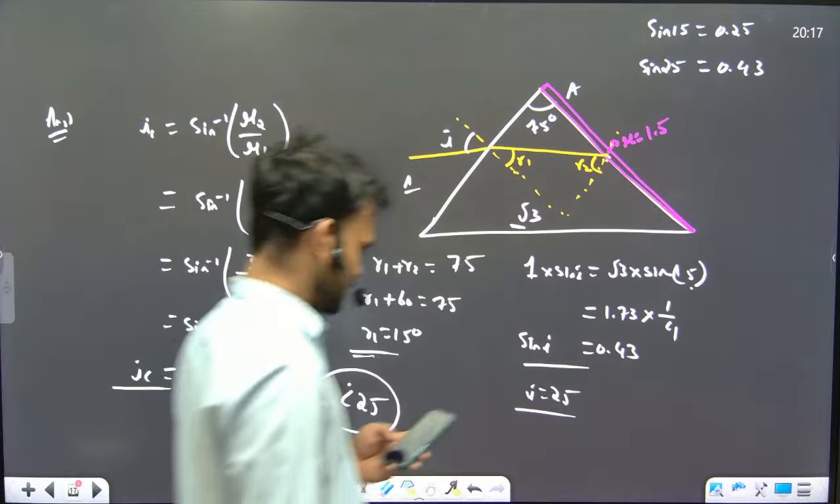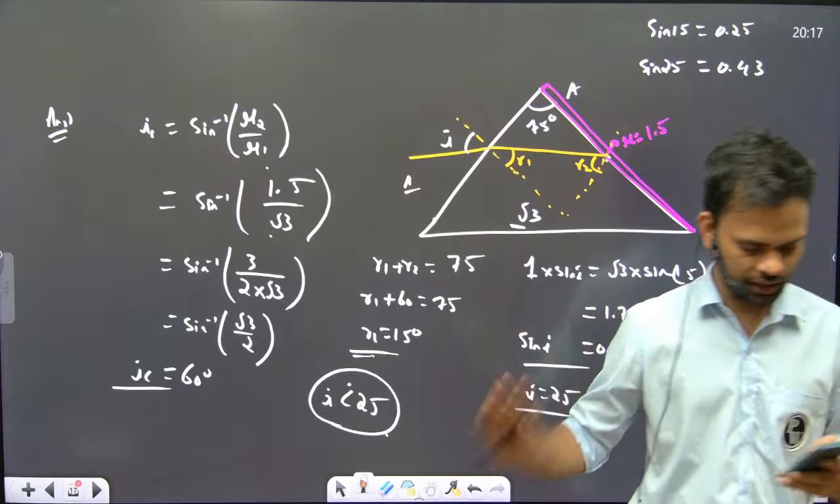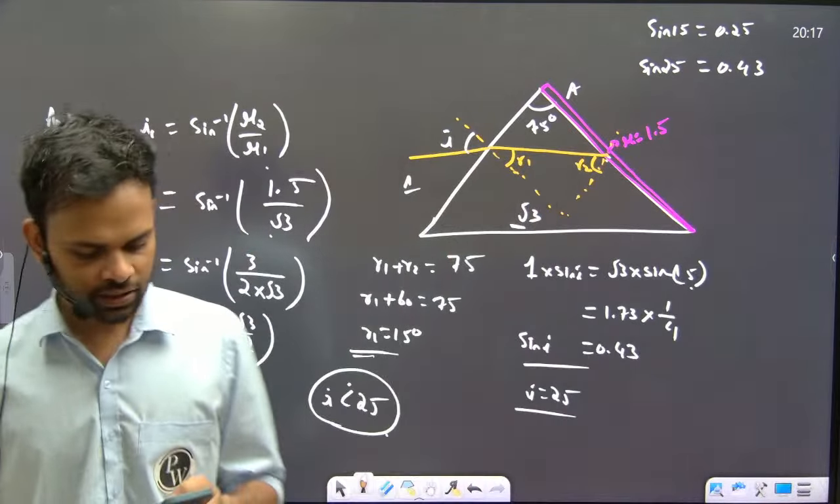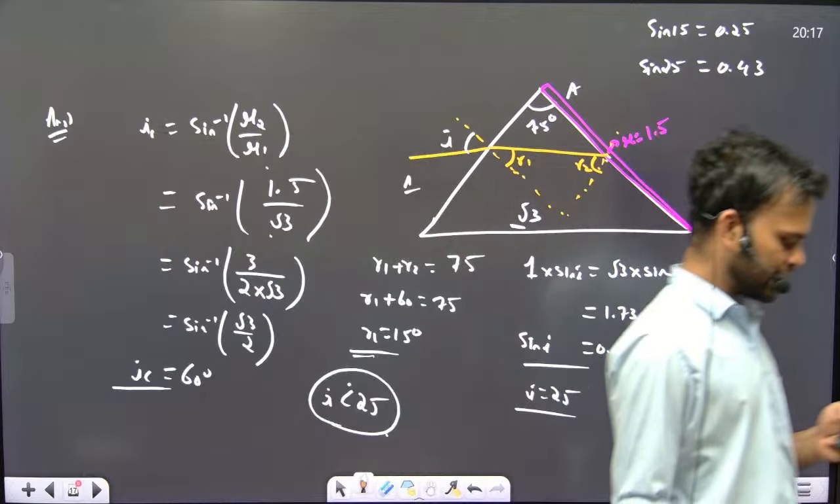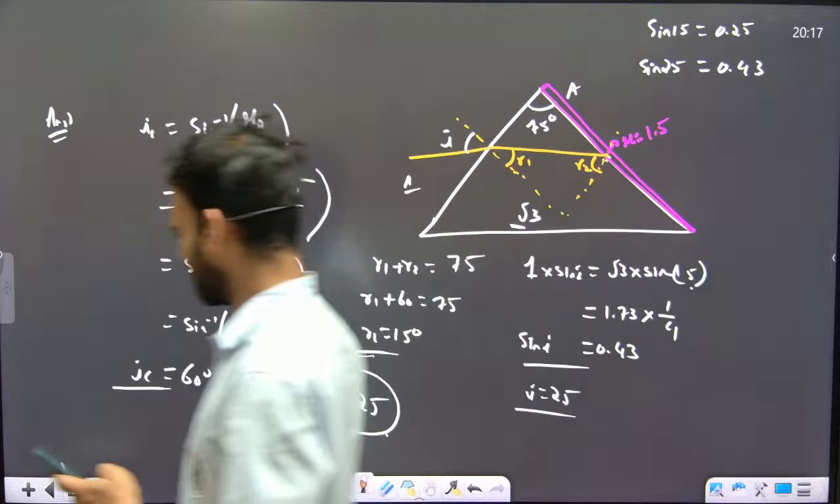Right? The next question is the easiest question that I could ask you in JEE Mains. It's not even JEE level. It's a very easy question, a straightforward question. So which is this? So what they asked you is this.